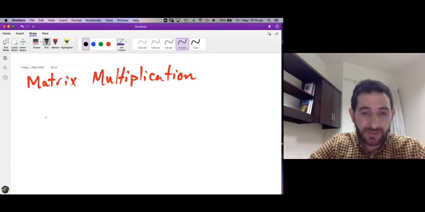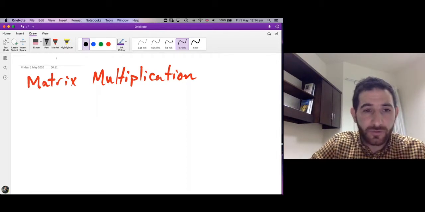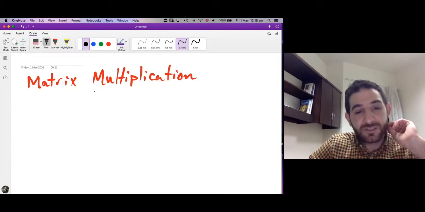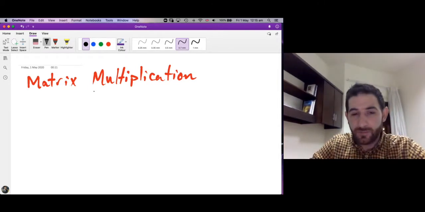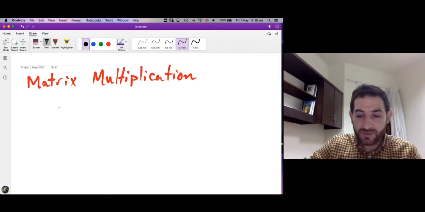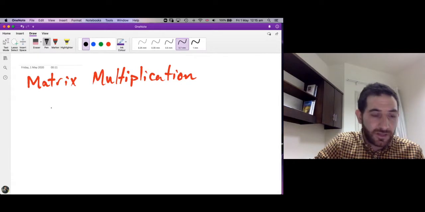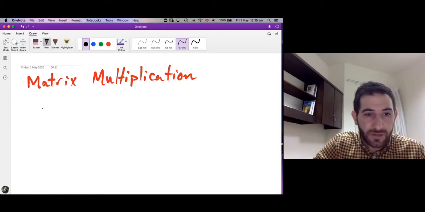Okay, now in this session we want to introduce another operation on matrices, which is multiplication of matrices, but it's not a very straightforward operation. It's not as straightforward to define as addition. So let's try to explain it.